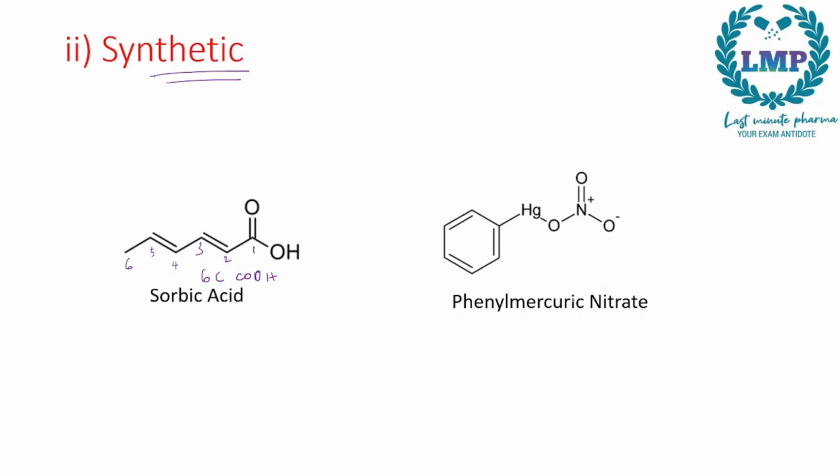Next we have phenyl mercuric nitrate. Now phenyl means there would be a benzene ring. Mercuric, mercury. The nitrate is given as NO3. So an oxygen attached to it, a nitrogen, another oxygen and another oxygen. So we have nitrate. So this will have a positive charge, this will have a negative charge since the valency is not balanced.